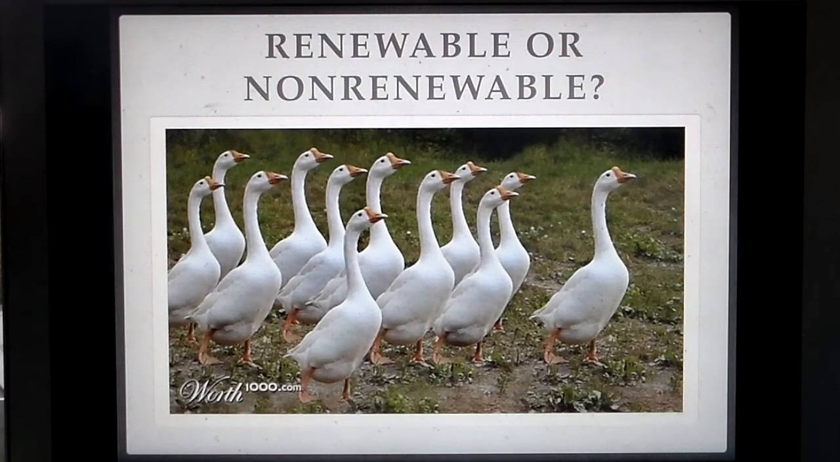We've got a gaggle of geese. That's what you call a group of geese, a gaggle. So what about a gaggle of geese? Is this a renewable or non-renewable resource?